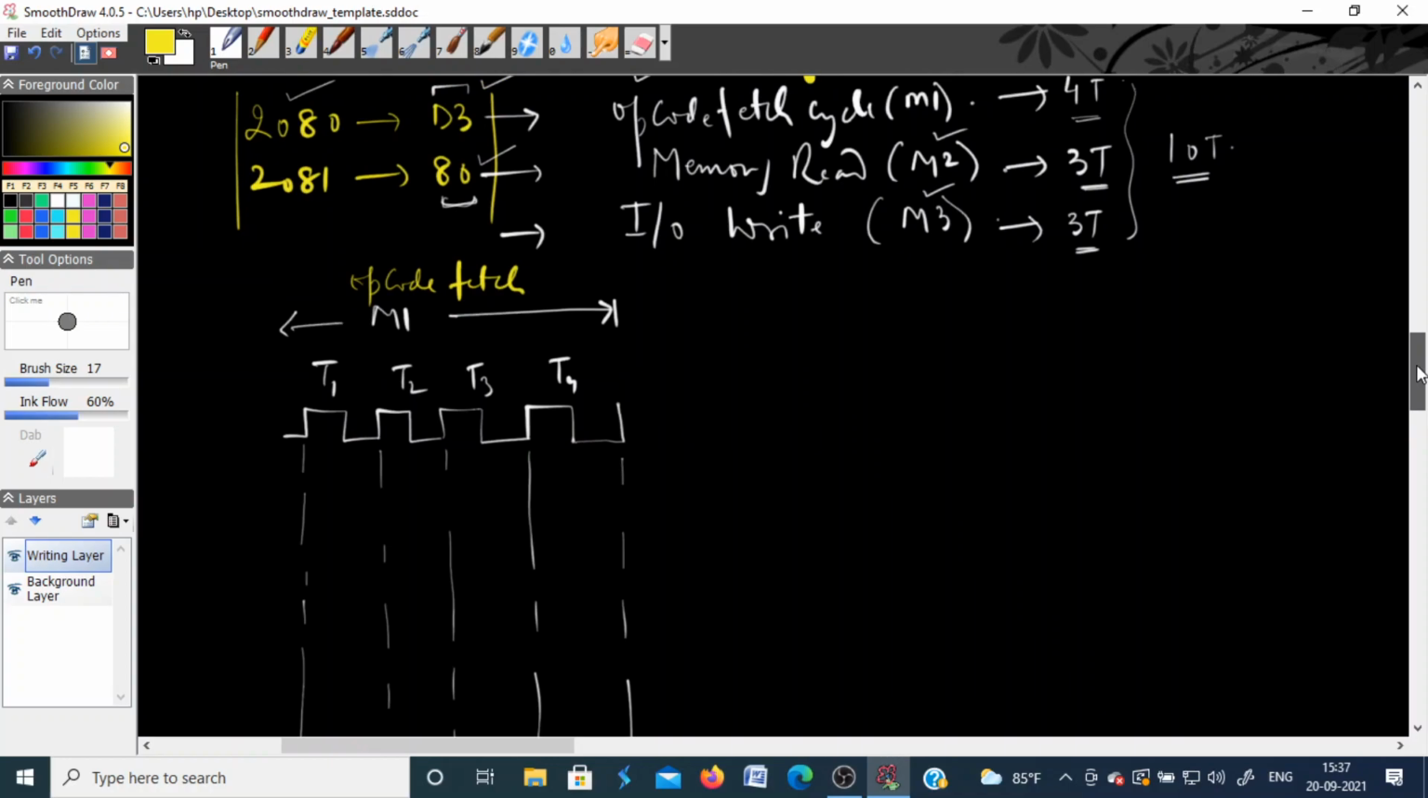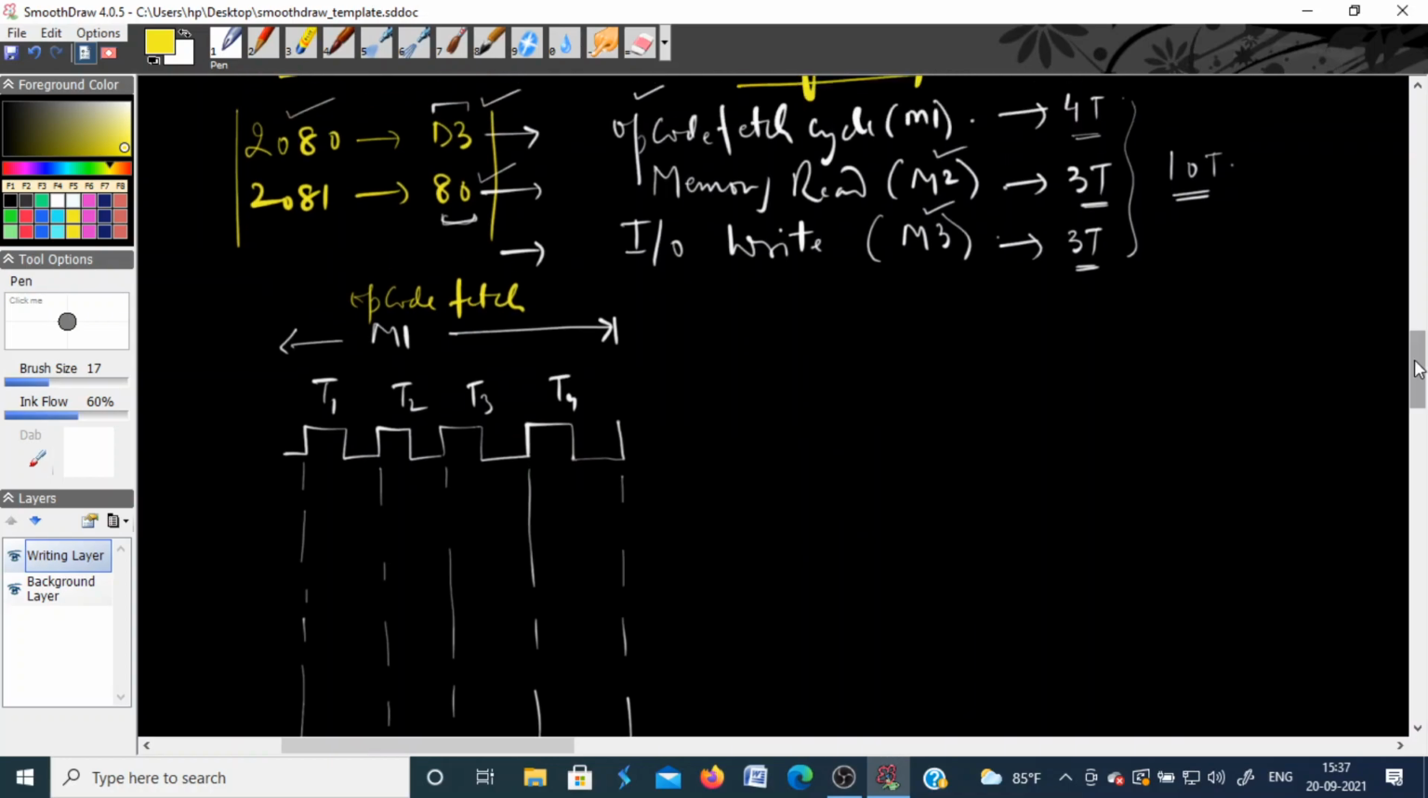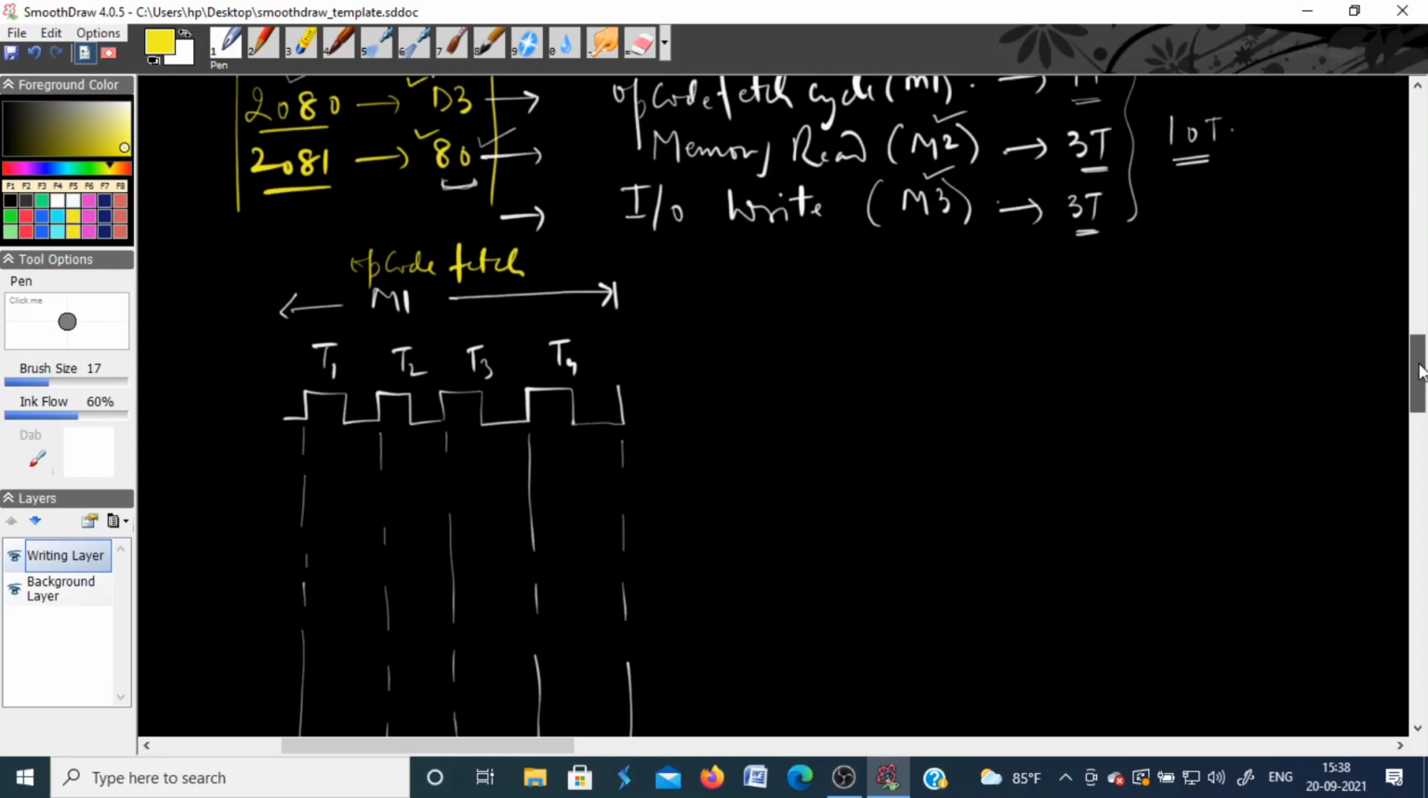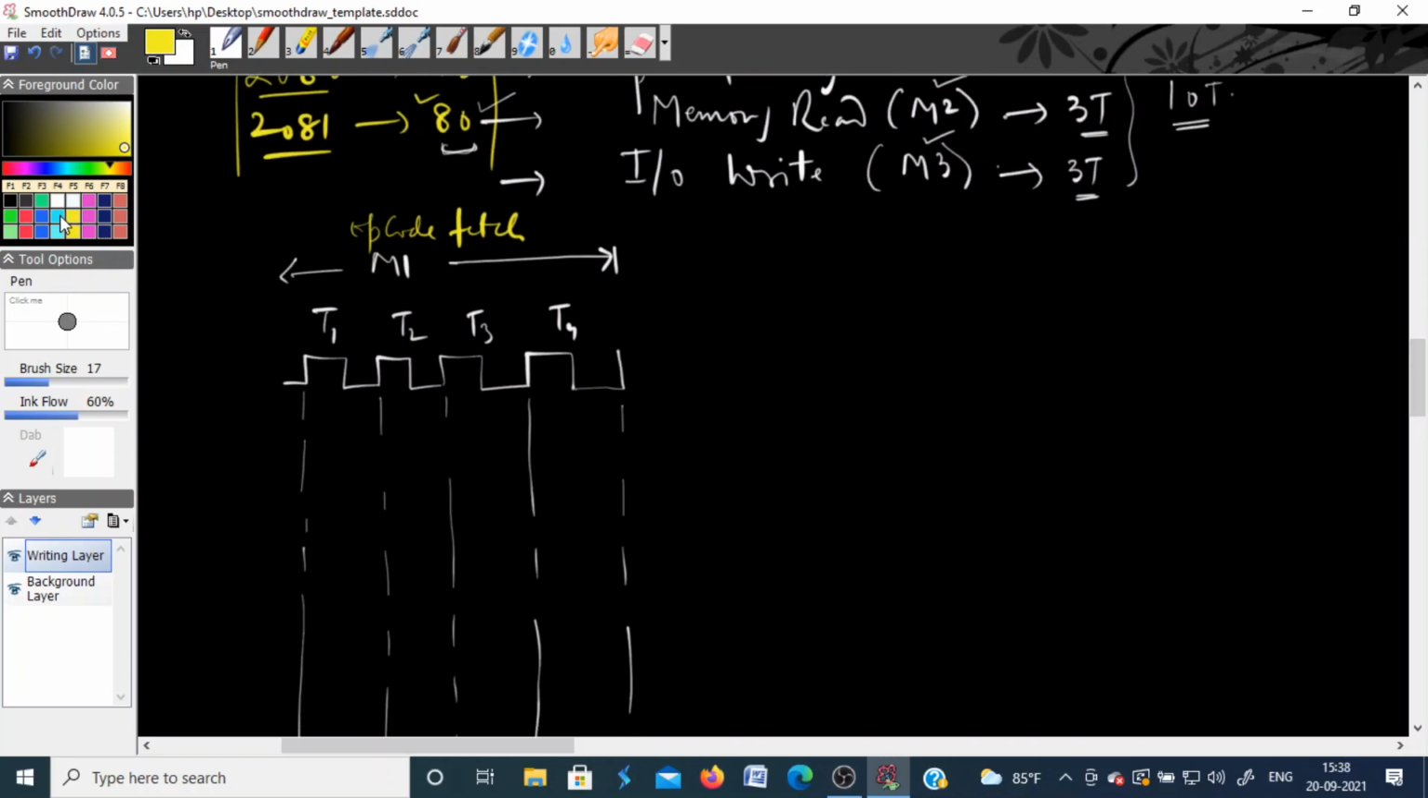I'm saying that my instruction is stored at 2080H and 2081H, the opcode is D3, and the next byte is 80. So what the processor will do is first place the higher order address, A15 to A8, on the higher order bits, and the lower order address on the lower order bits in the first clock period itself.